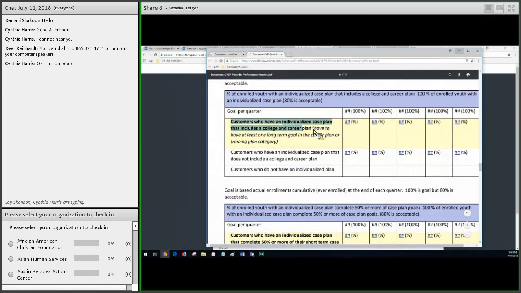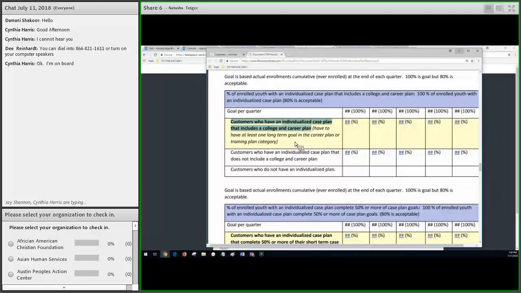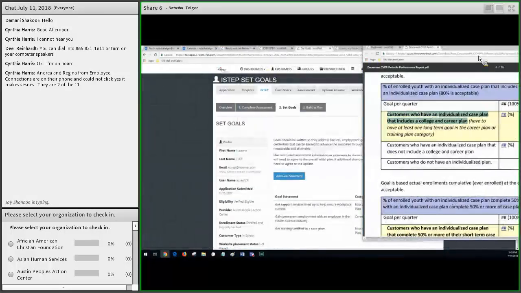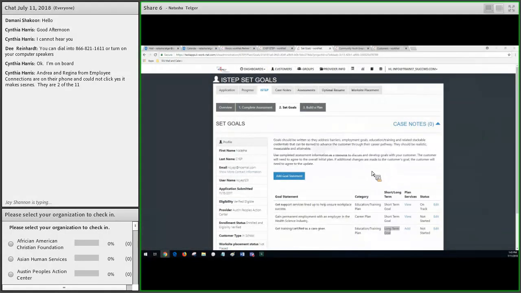In that case, I would say customers who have an individualized case plan that includes a college and career plan. So what this is referring to is the goal. That's what the system is going to look for, and this customer could fall into that category.